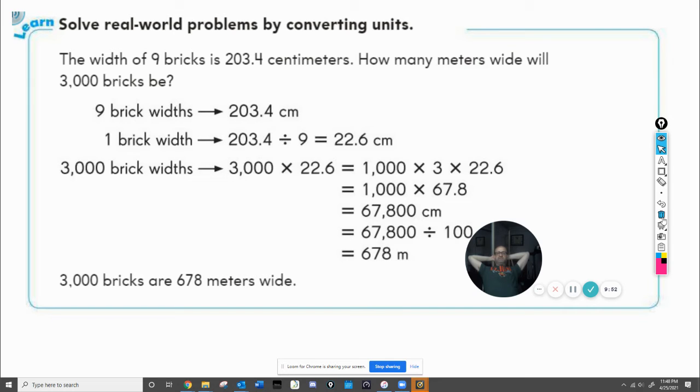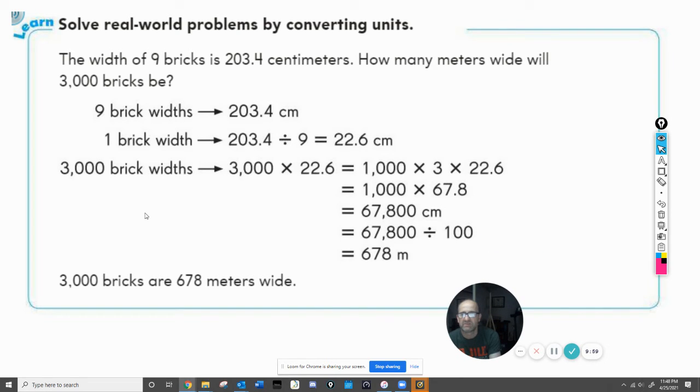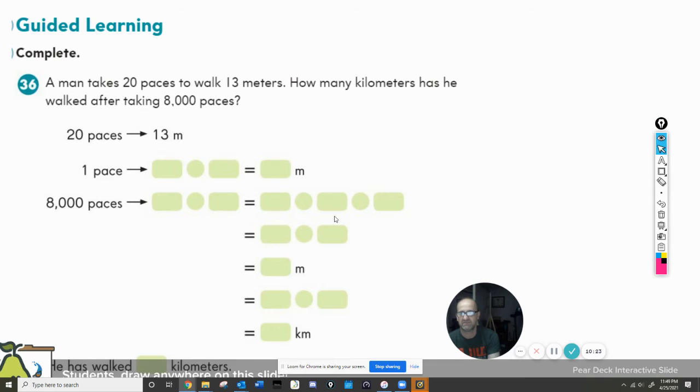This is unnecessarily complicated, isn't it? I'm not even going to bother to explain it. Just pause and reread it. You gotta do that divided by 9, and then that times 3,000. Unnecessary. See, that doesn't feel very real world. What if I've got 9 bricks? Why wouldn't I just measure the 1 brick instead of measuring 9 and dividing? Right? Seriously.